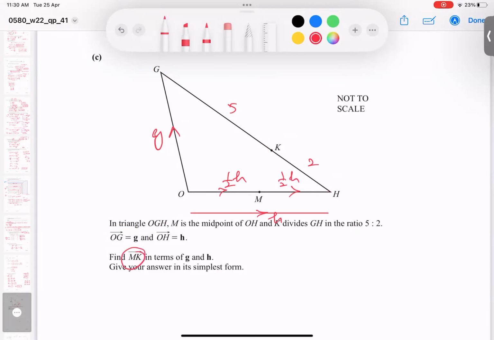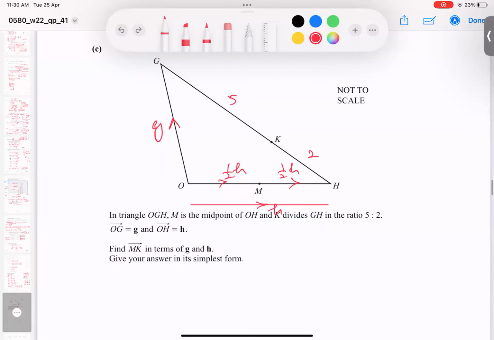Okay, MK is my target. So first make a plan. I have two plans: I can go from M ending at K, M to H, H to K, or M to O, O to G, G to K. But that's lengthy, so I do the shorter one, M to H plus H to K. I hope so clear.